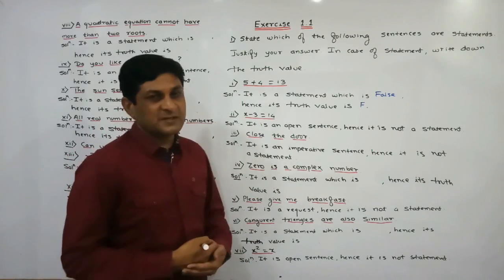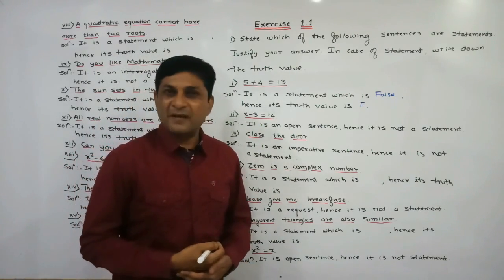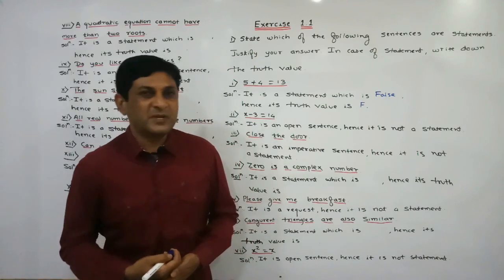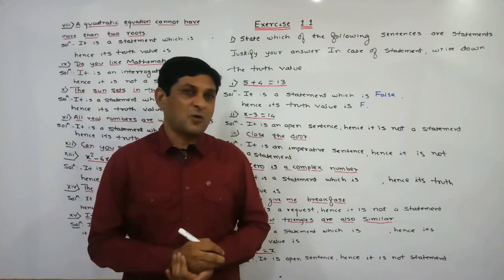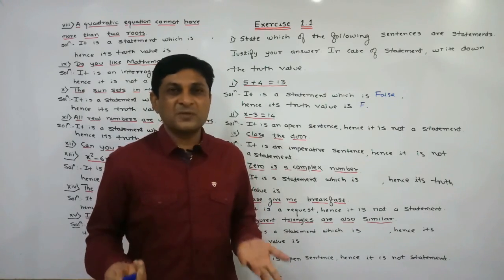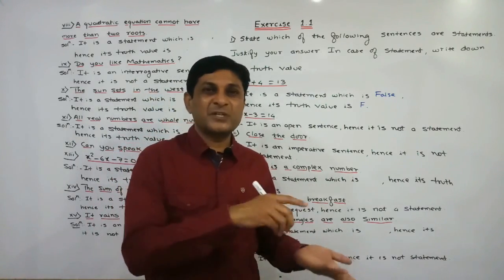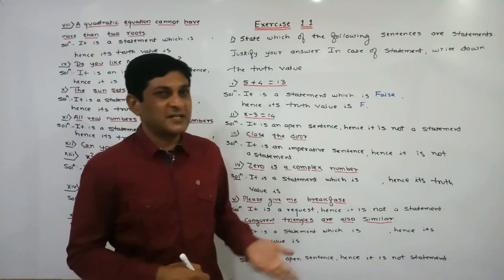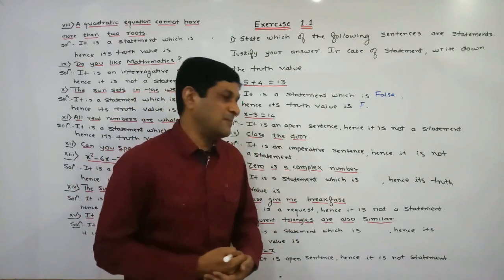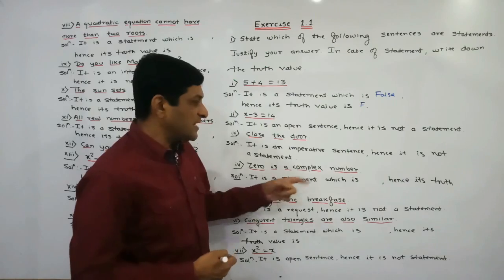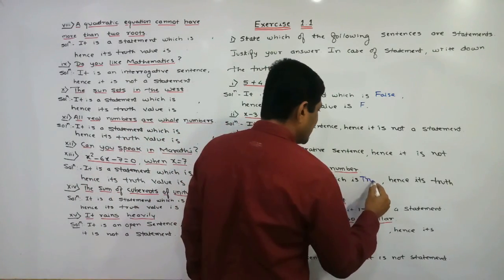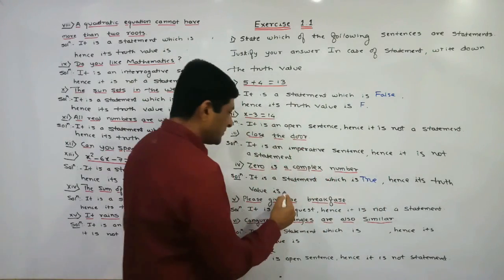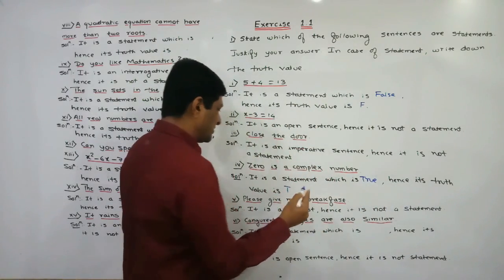0 is a complex number. Already in class 11th we have studied complex numbers, in which we have seen that all real numbers are a subset of the complex numbers, and 0 belongs to the real numbers. That's why we can say that 0 is also a complex number. So it is a statement which is true, and since it is true, its truth value is T.